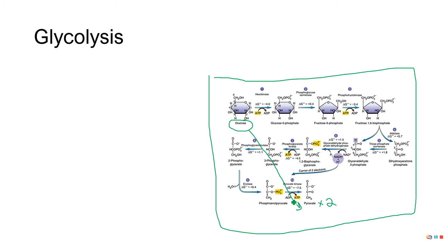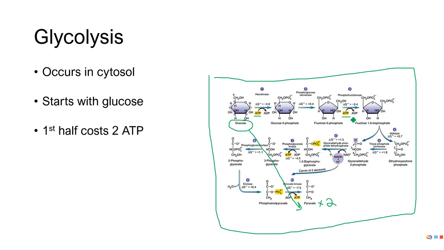Okay, we're going to dive a little bit deeper. But a couple things I want you to remember is that this occurs in the cytosol of the cell. It's the egg white. Okay, it starts with glucose. And remember, this first half costs 2 ATP. And those 2 ATP are right here and right here. Okay, but then the second half, we produce 4 ATP. And so those ATP are formed here and here.